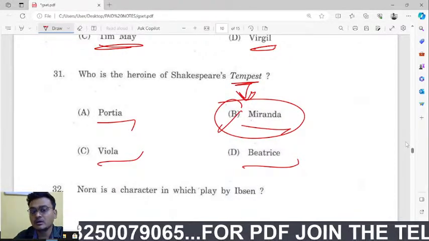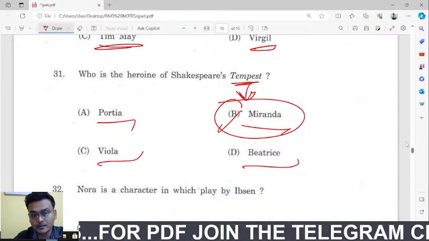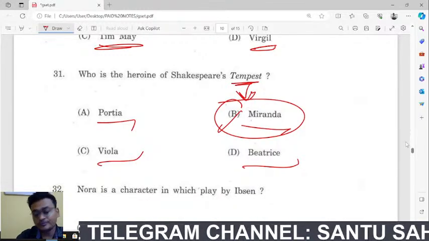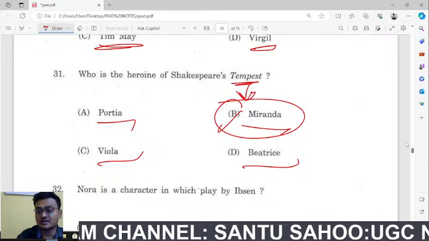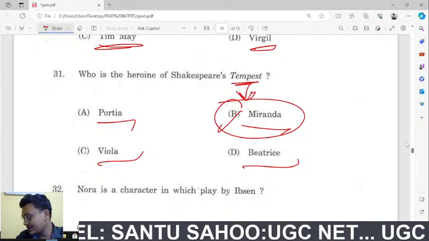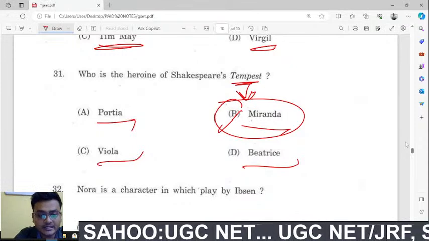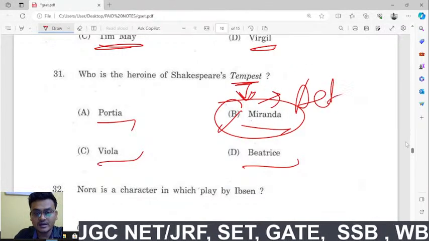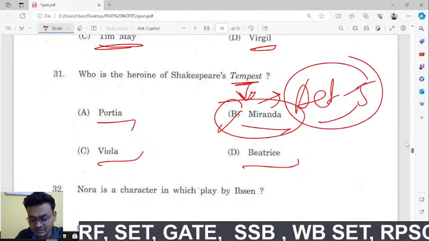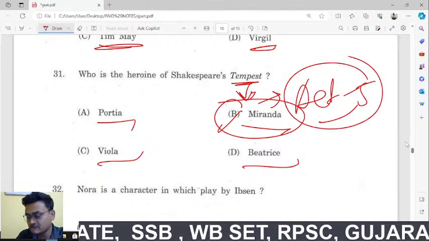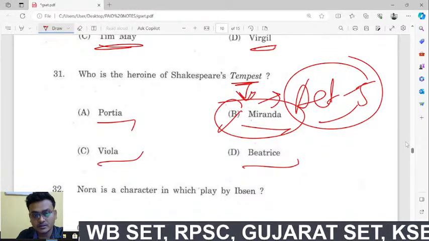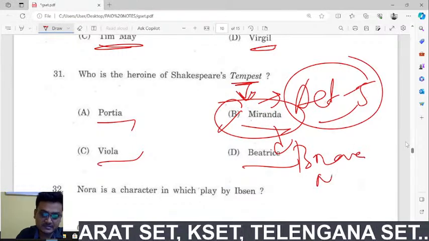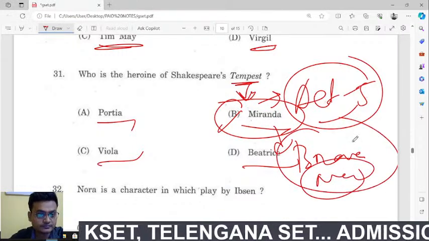You all know, and that speech was delivered by whom? Miranda. Now, in which act does this line appear? I think that is in Act 5. Miranda's speech in Act 5. Okay. Brave New World. The title has been taken from this Tempest. Chalo.